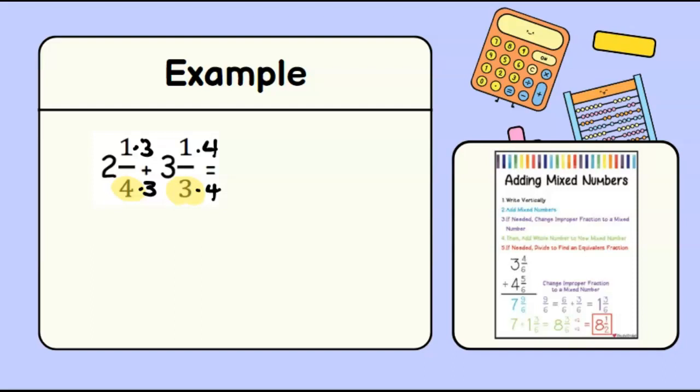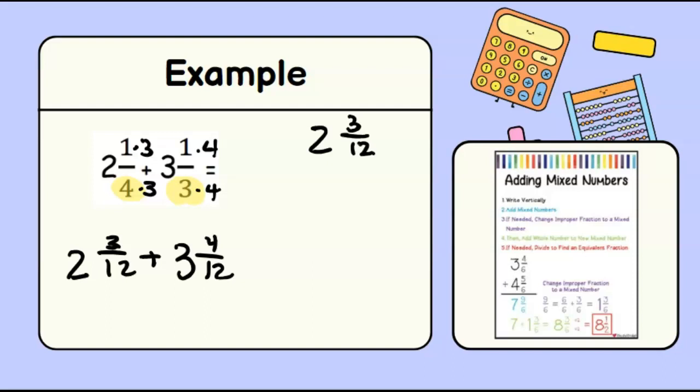Remember, whatever I do to the bottom, I have to do to the top. So now I'm going to write my equivalent fractions, 2 and 3 12ths plus 3 and 4 12ths, because 1 times 4 is 4, 3 times 4 is 12. So now I have my new mixed numbers with my common denominators. I'm going to stack those together, 2 and 3 over 12 and 3 plus 4 over 12.